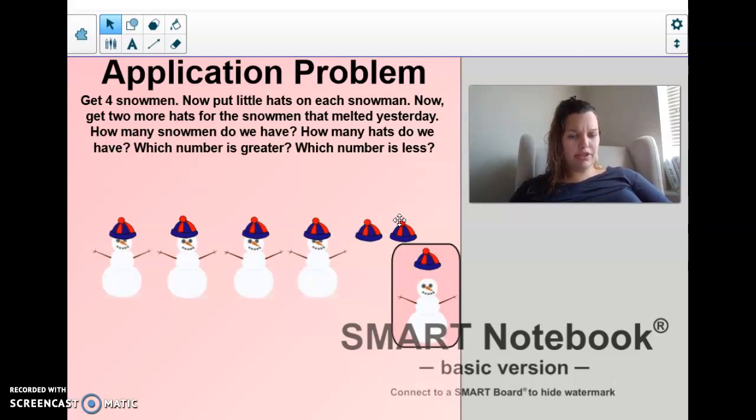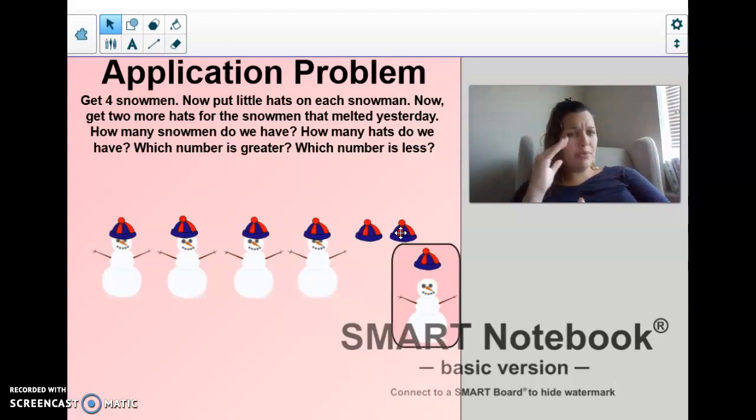So how many snowmen do we have? 1, 2, 3, 4. We have 4 snowmen, and how many hats do we have? 1, 2, 3, 4, 5, 6. So we can look at our picture, but let's think about this. 4. Do I have to count up or count backwards to go to 6? I have to count up. So I would count 5, 6.